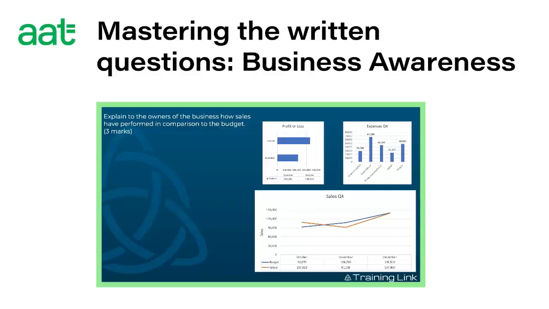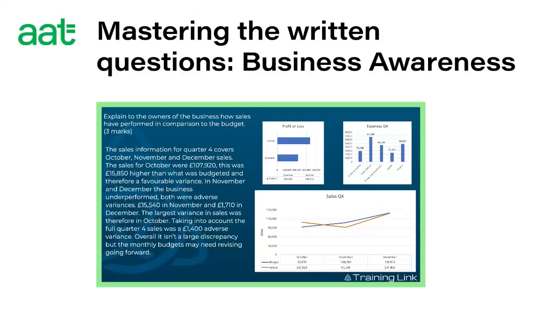So I would quote the budget for October, I would quote the actual for October, and I would say, you know, whether it's favorable or adverse or better or worse than expected. And I would do that for October, November, and December, and then sum it up at the end. And by doing that, you'll get all 3 marks. So it's actually dead straightforward. So I've got my example answer here.